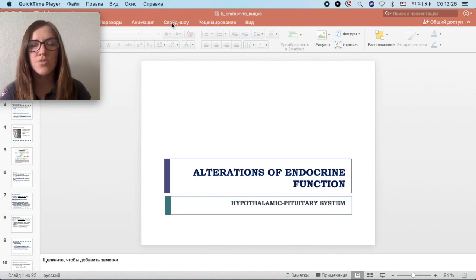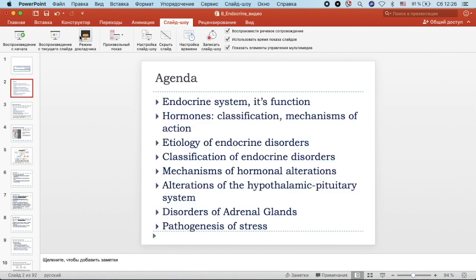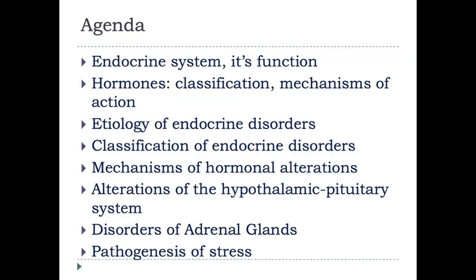So our agenda today includes the next points. The general definition of the endocrine system, then the definition of hormones and their function. Then we have to discuss the mechanisms of hormonal alteration, and we'll discuss the alteration of the hypothalamus, pituitary gland, adrenal gland, and touch on the pathogenesis of stress because it's strongly associated with endocrine function disorder.